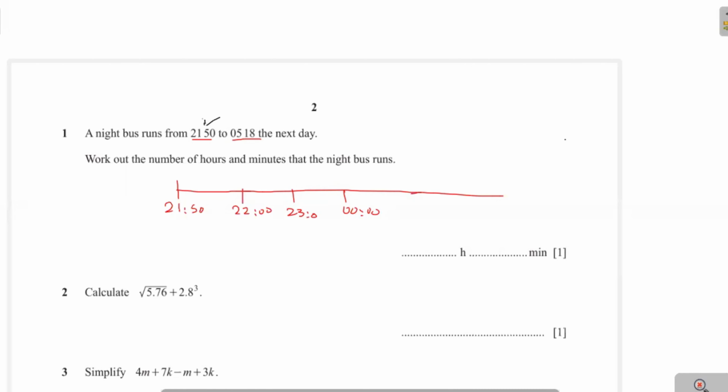After this, after 5 hours, time becomes 5, and then 5:18. You see here, 2150 to 22:00, the total is 10 minutes, and 5 to 5:18, here is 18 minutes. The total number of hours you see here: 1, 2, and then 0 to 5 is a total of 5 hours. Therefore, the total time the bus takes to reach the destination will be 7 hours, and the total minutes will be 10 plus 18 is 28 minutes.